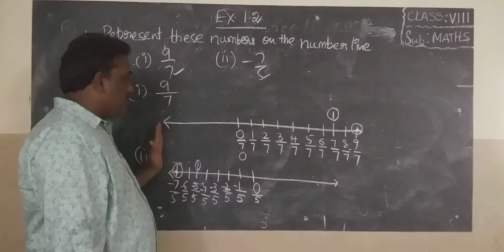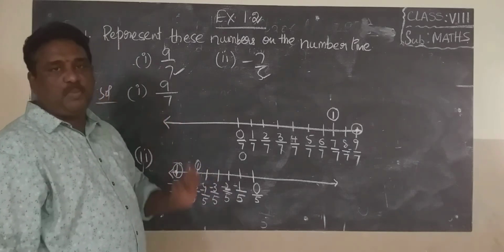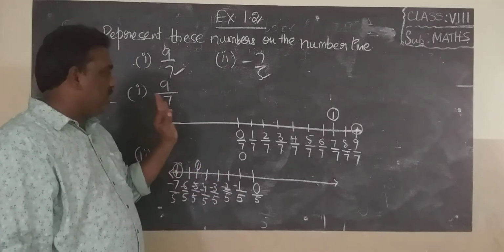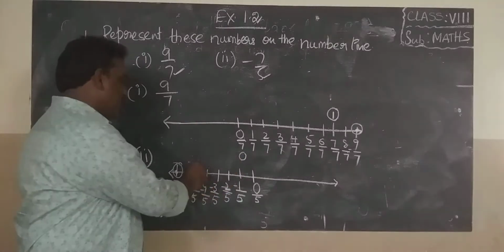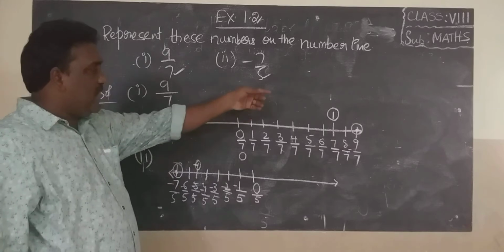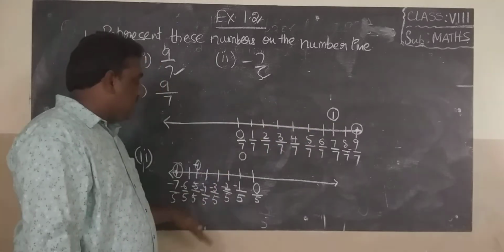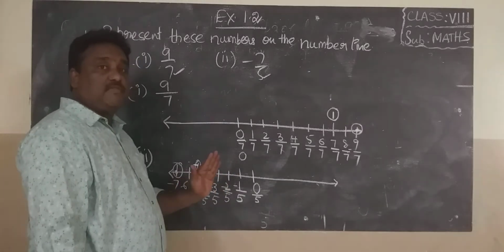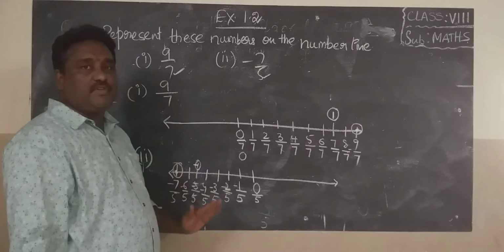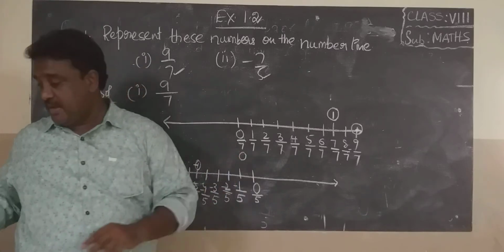In the first problem, we draw the line and all parts should be equal. Divide every number with 7. There the problem ends. Then this part is 1. This is 1; 7 by 7 means 1. In the second one, take the left part of the number line. Divide every number with 5. We get the answer. The seventh part is known as minus 7 by 5.